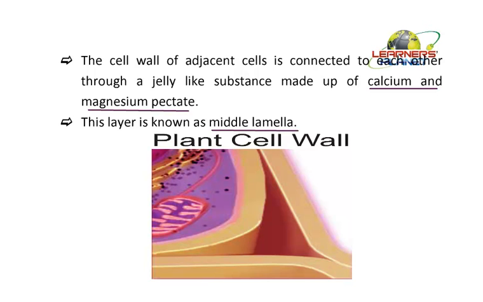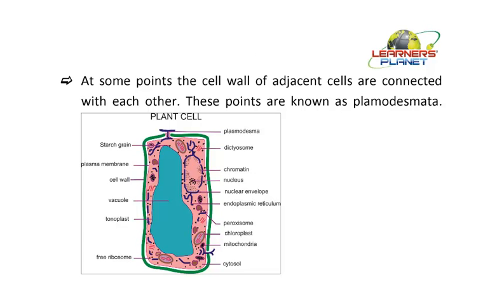Now you can think about what role is played by this middle lamella. It will help in the interaction between the two adjacent cells. It will help them to bind together, to be placed together. And of course, another point is that it helps in cell-to-cell interaction, to convey the message of one cell to another. Or we can say it helps in the intercommunication of the different cells.